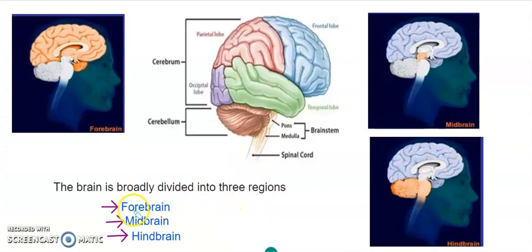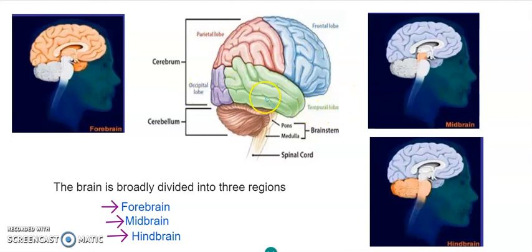Now we'll look into the three parts of the brain. The brain is divided into three categories. The forebrain, which is the larger part and the more folded part of the brain. The midbrain, which is not visible at all, and normally it's hidden in between the forebrain and the hindbrain. So this is the midbrain and the hindbrain. Now, forebrain is nothing but the cerebrum. Cerebrum is further divided into four categories: frontal lobe, parietal lobe, occipital lobe, and temporal lobe.